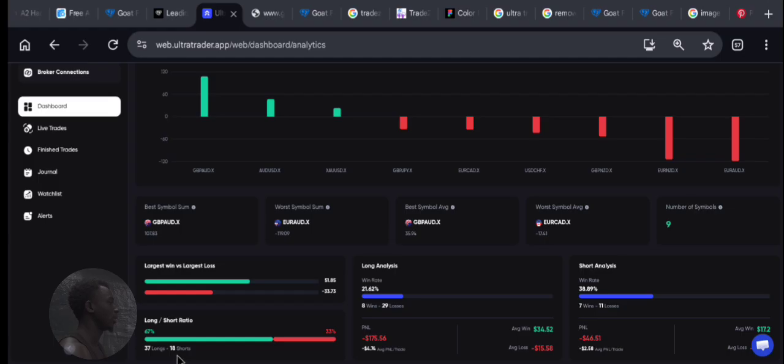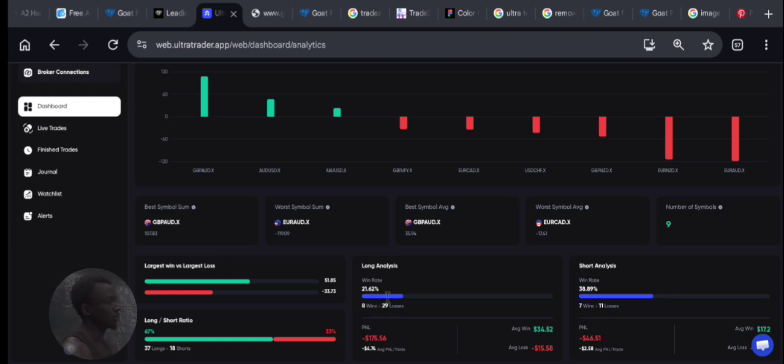So 37 longs and 18 shorts. In the whole total, I've taken 37 buys and 18 sales. So I've been on more buy side than sell side. Then we can see long analysis. Whenever I'm buying, my win rate goes around 21.62%.